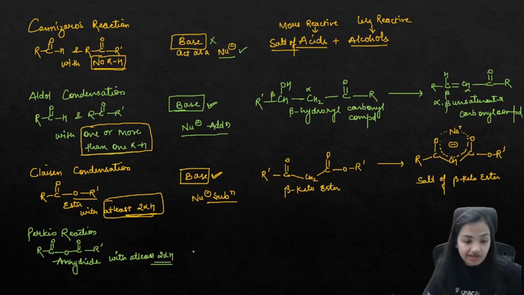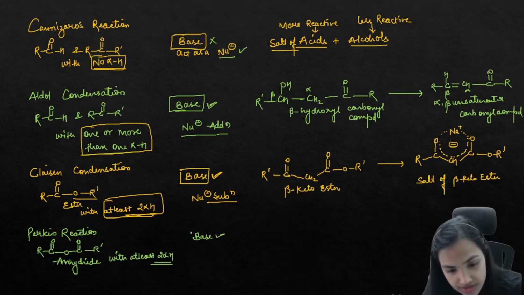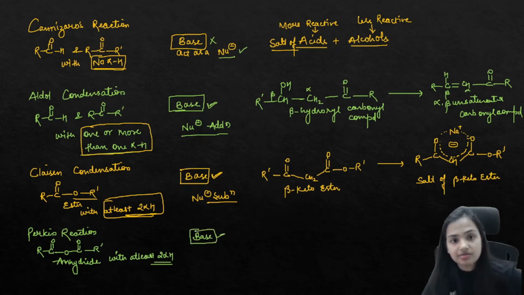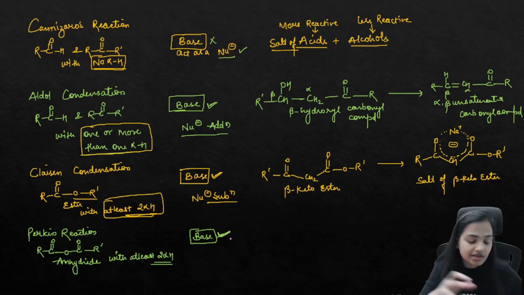Why? And the basic hydrolysis will also happen. Again, the reaction is in the presence of a base. Here also it will be acting as a base. Only in this reaction it will not act as a base, it acts as a nucleophile. In all the other cases, they will be acting as a base. It will abstract the acidic hydrogen, it will do the nucleophilic addition attack, and we will be getting the beta hydroxyl.